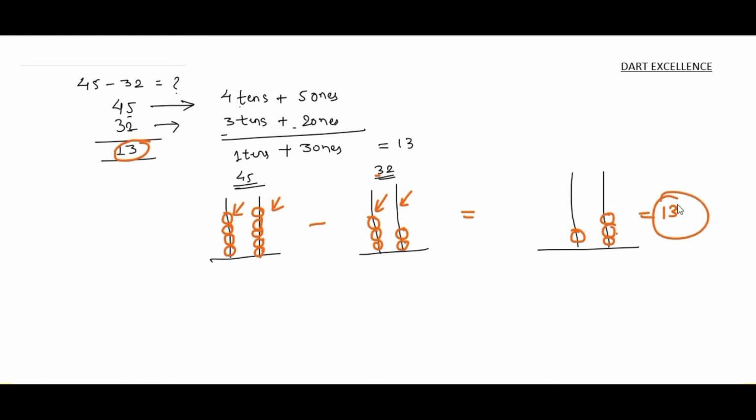Now this was the example without borrow step. Now let's take an example with borrow step. Suppose we have to calculate the difference between 53 and 28.